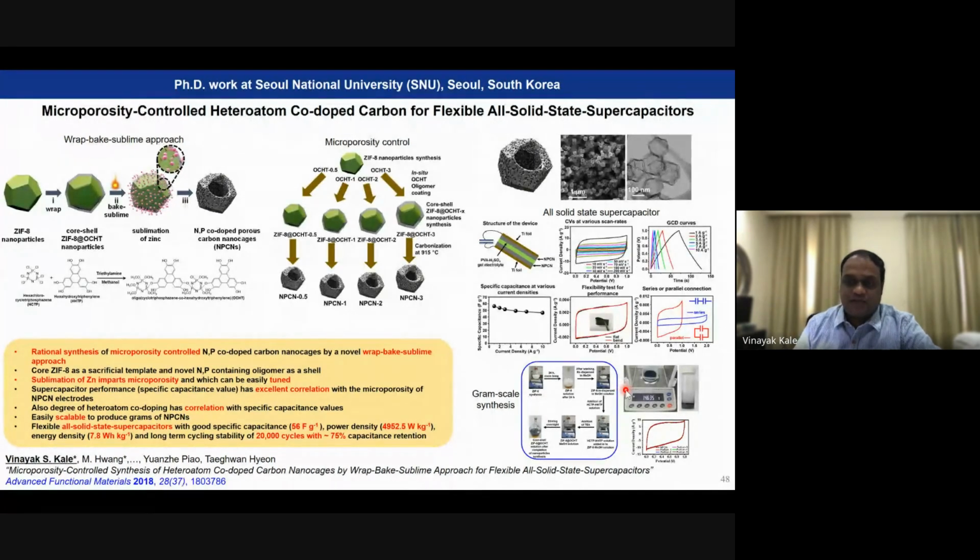My Korean professor, Professor Taeghwan Hyeon, is very famous in synthesizing metal oxide and various nanomaterials and their scale-up. His iron oxide nanomaterial synthesis on a large scale is a milestone achievement for nanomaterials researchers. So in my lab, during my PhD, I scaled up this porous carbon material to around 1.4 grams, and we demonstrated this porous material as an electrode for a supercapacitor, which showed very good capacitance values.